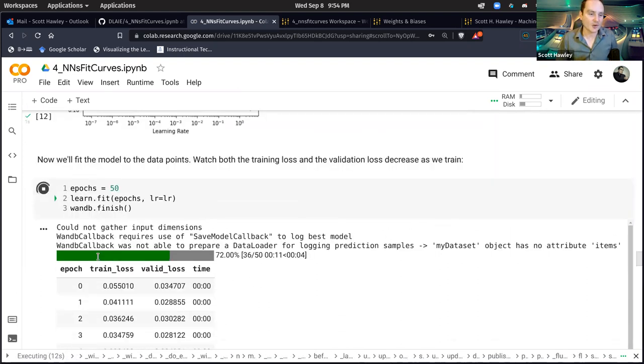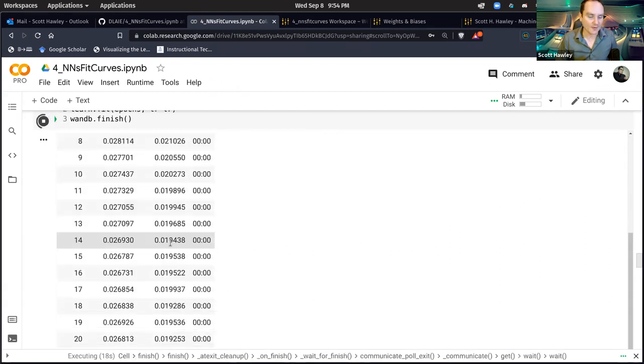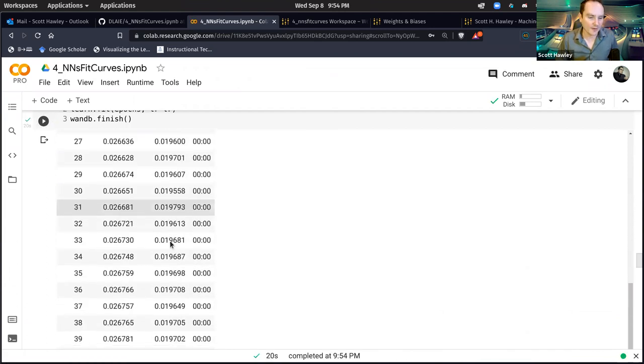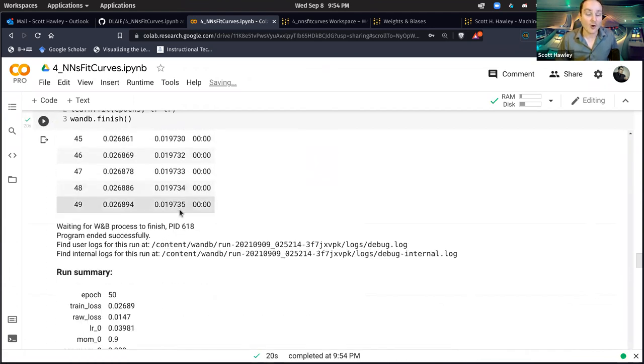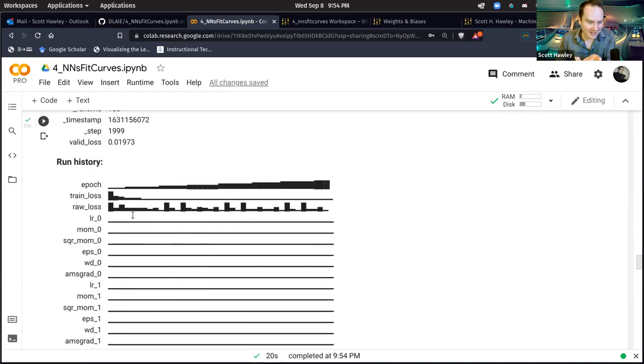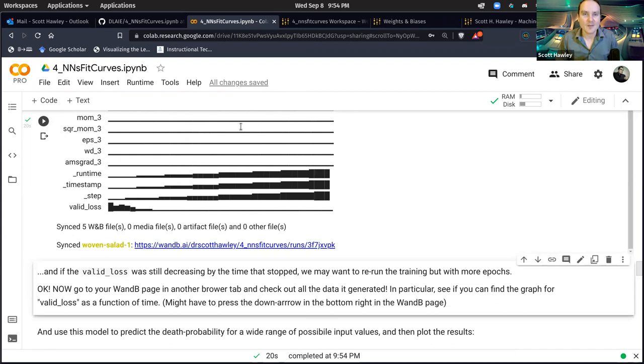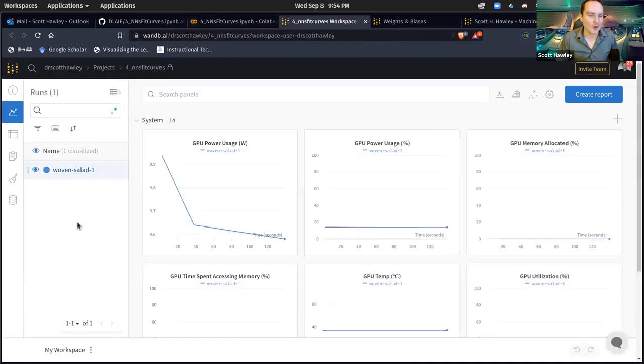So we've got our training loss and our validation loss. You can see that these numbers are going down, going down, going down. You can look at the numbers going down, and that's okay, or we can look at the graph. Now, W&B actually gives you a lot of information here, and it even draws these little blocky pictures, which are kind of quaint. But the real stuff is, this run is called woven-salad-1. If you go back to woven-salad-1 and reclick, now we've got a bunch of graphs and things.